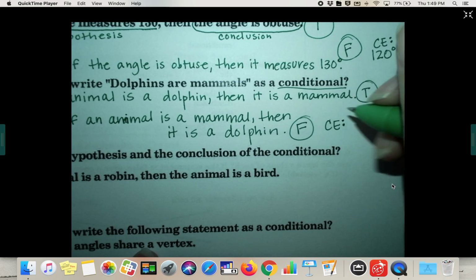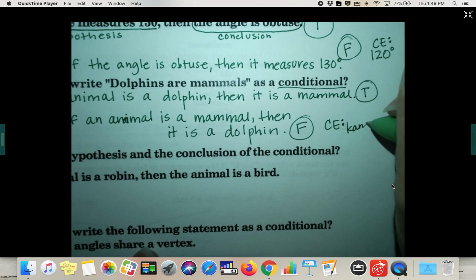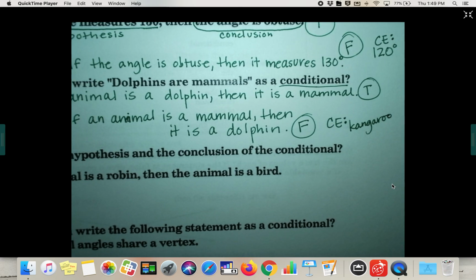I don't know. A kangaroo, is that a mammal? I don't even know. That might be wrong. We'll talk about that. I think it is. Okay.